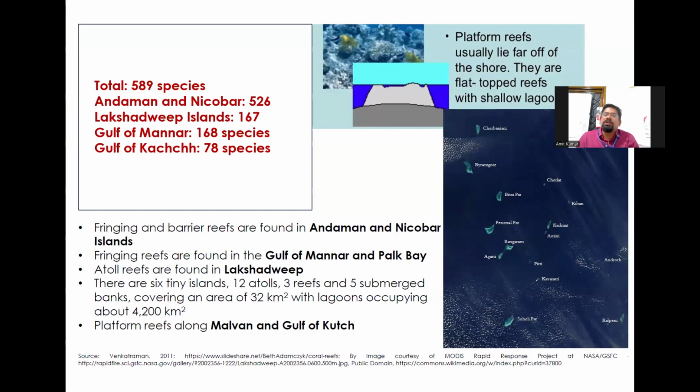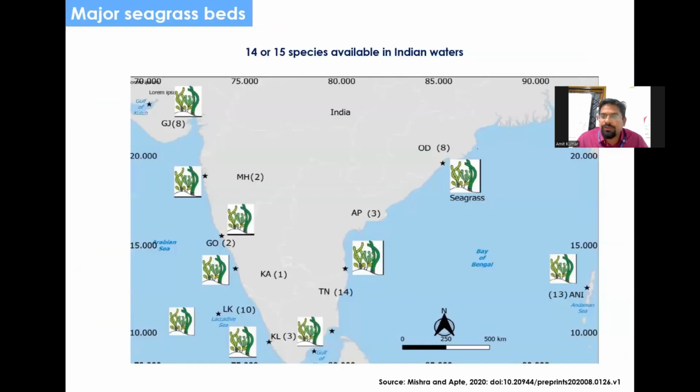If we look into the coral reefs of the country, we have all sorts of different reefs present. For example, fringing and barrier reefs are found in the Andaman and Nicobar Islands. Fringing reefs are also present in the Gulf of Mannar and Palk Bay. Atolls are present in the Lakshadweep archipelago. Then we have platform reefs, mainly in the Malvan and the Gulf of Kutch region. So various types of reefs supporting huge biodiversity are located in these 6-7 major locations in our country.